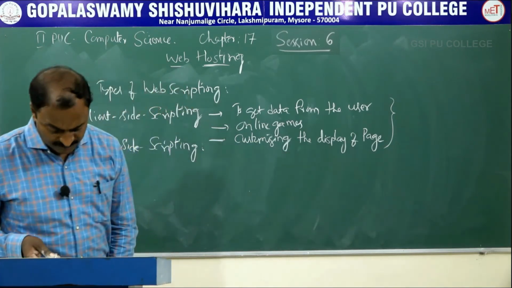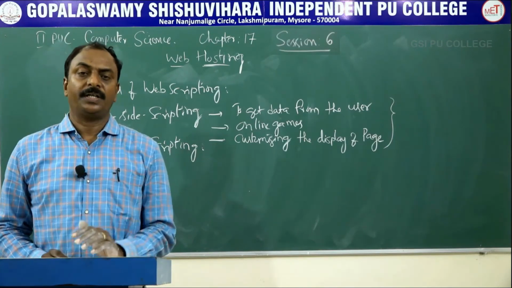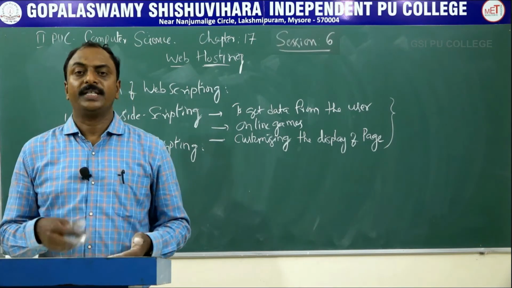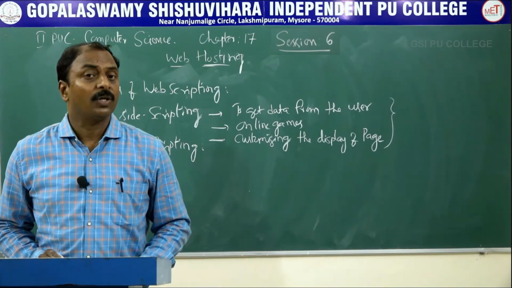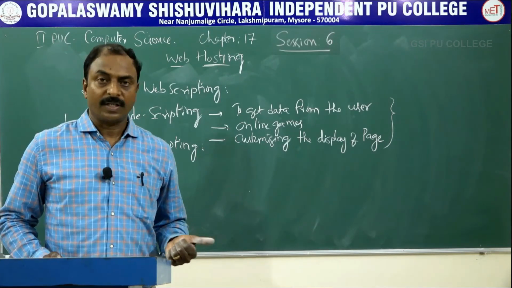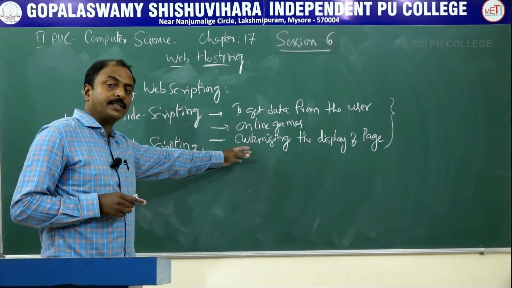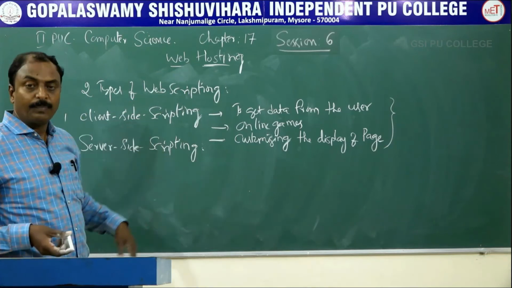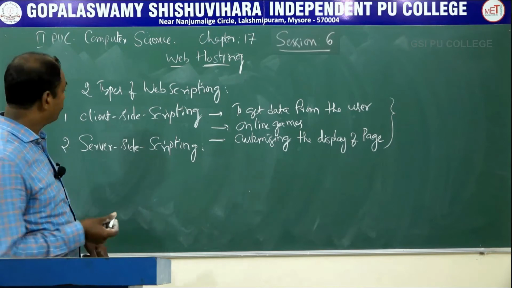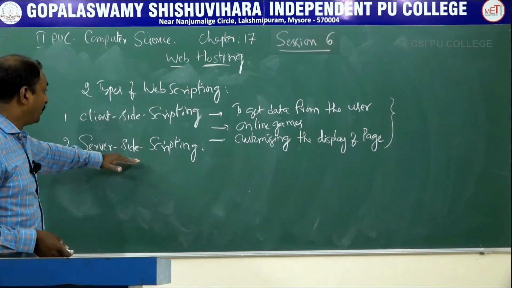And customizing the display of the page. Suppose we are talking about dynamic HTML, and I want to view the information with a different color. When you change the color of an element on the website, that doesn't have any effect on the server. All the activities happen at the client level, at the web browser level. That is client side scripting.